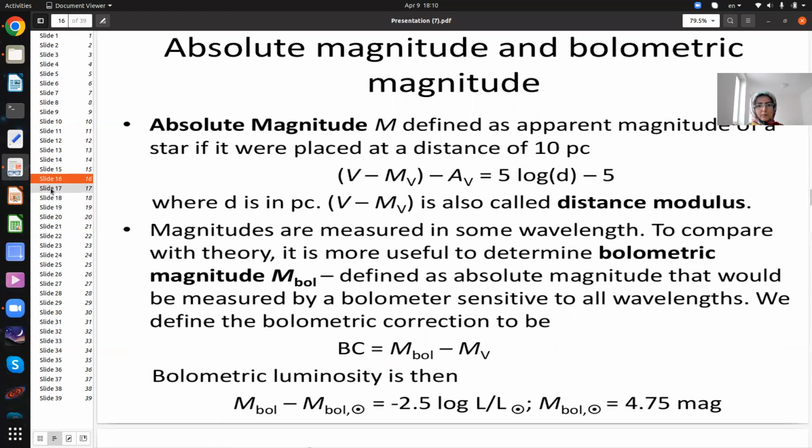And here, if we have just V minus M_V with 0, it is the absolute distance modulus. But if we have reddening A_V, it is the apparent distance modulus. So this formula is for the apparent distance modulus. And if we have no A_V or reddening, and then we have V minus M_V,0 here, it is the absolute magnitude.